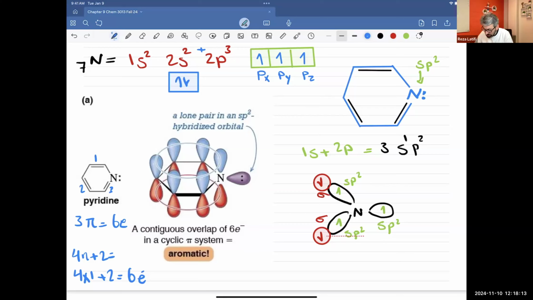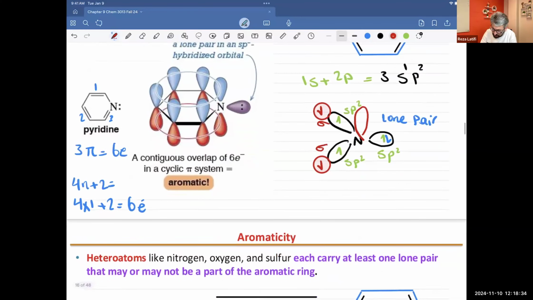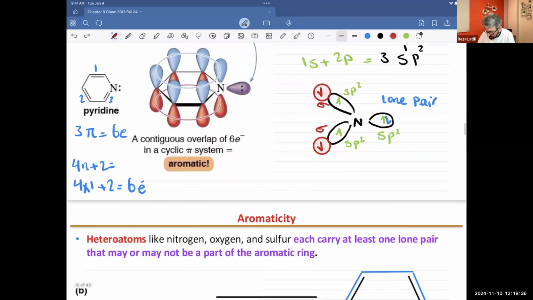Okay, I can accommodate 1 more here, and now that sp2 orbital will be fully occupied. So what will happen? It means that the orbital cannot be used to make a sigma bond. This is going to be a lone pair. Okay, and where is the last electron? The last electron will be inside a p orbital. I'm going to show it here. So we have a nitrogen atom.